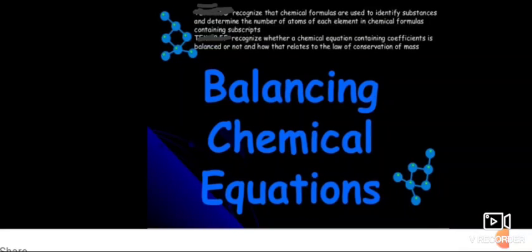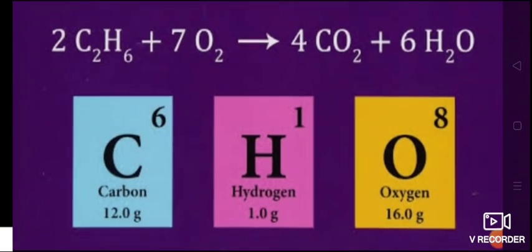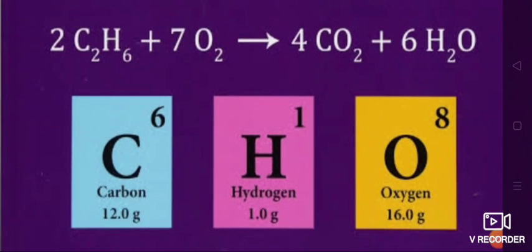Why do we balance the equation? To make the reactants and products balanced. So what is important for balancing the equation? The chemical formula. If you know the chemical formula, you can balance the equation.